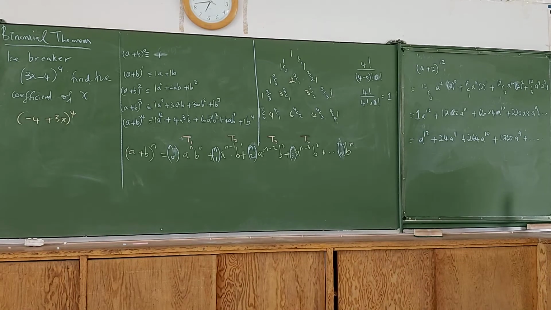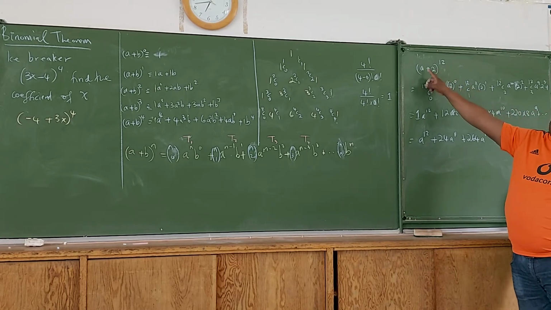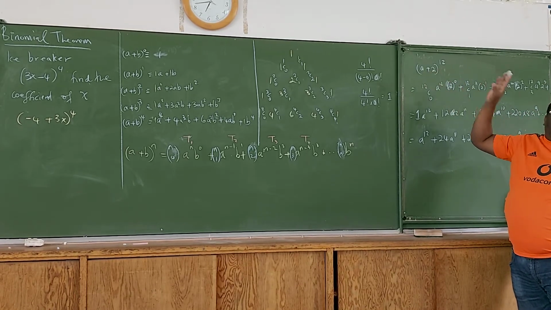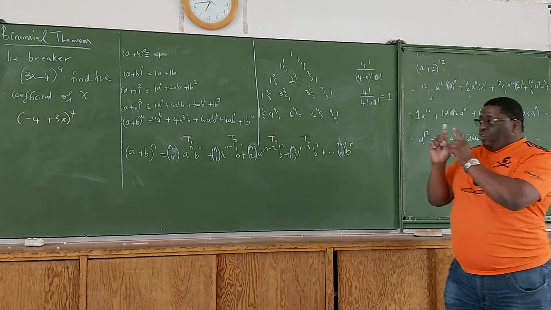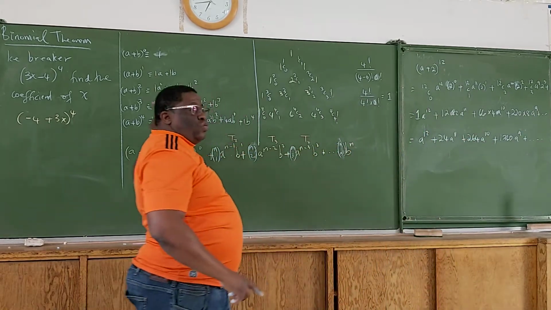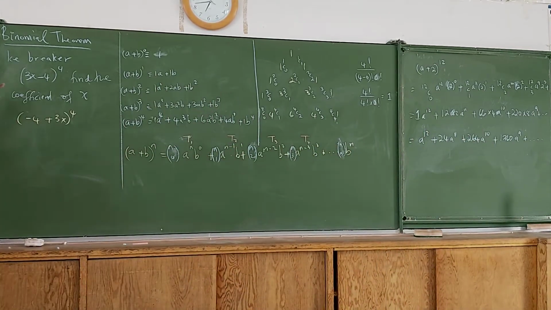Now, before we look at that, if this question was asking you to find the coefficient of something, like if I ask you to find the square coefficient of A, then it will be something else, like what they're asking here. So we're going to use now what we have learned to solve this, right? This one is saying 3x minus 4 raised to the 4th power, the binomial expansion. Find the coefficient of x. Now you see what I did here? I swapped them around. There's a reason for that.